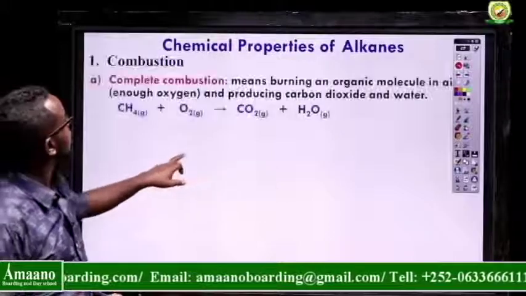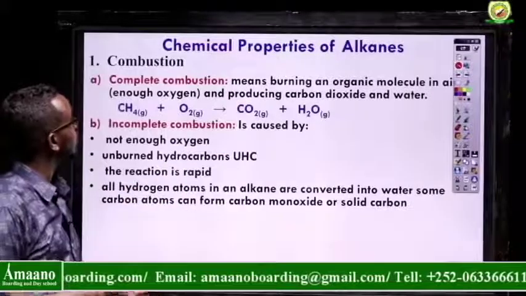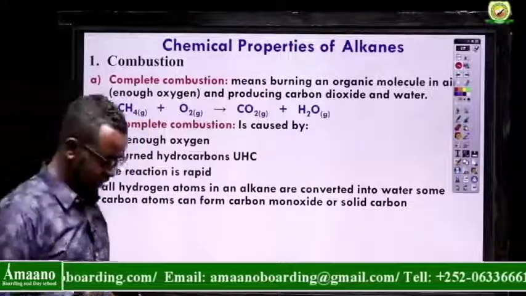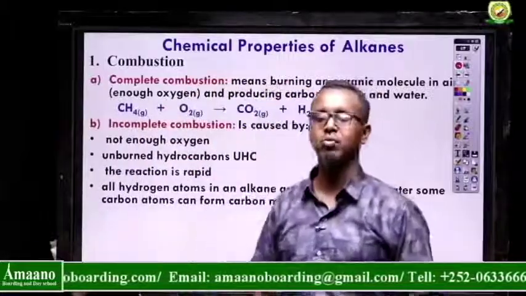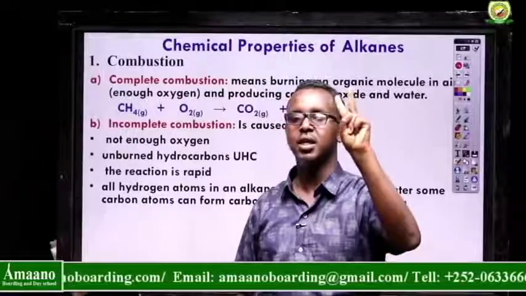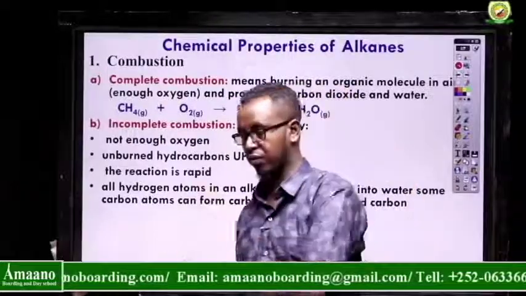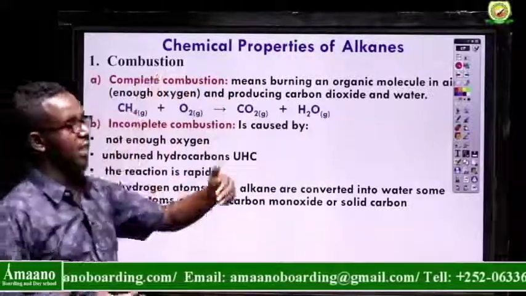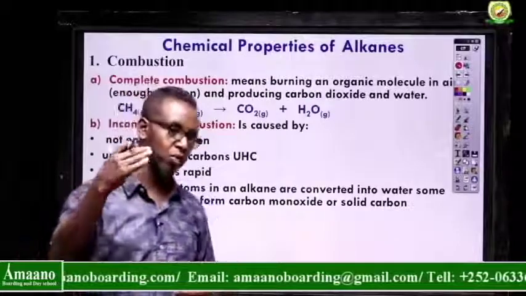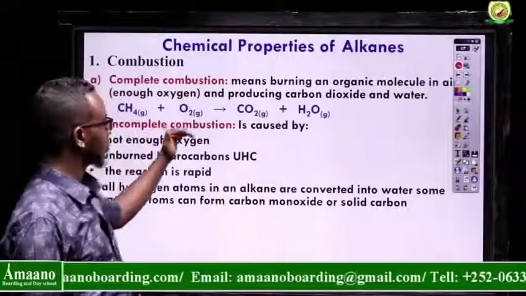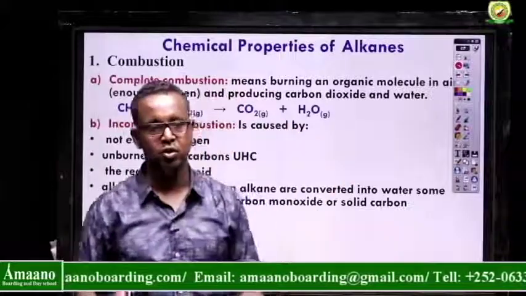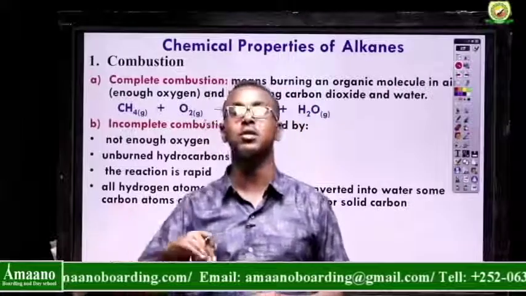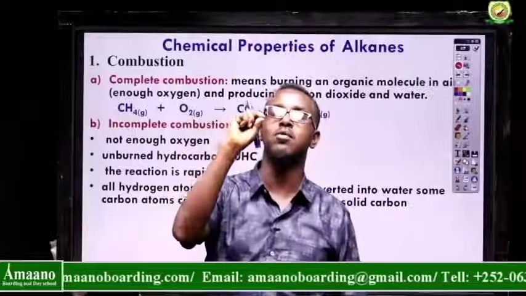Okay, this is the chemical properties. The chemical properties of alkanes: they undergo 2 main reactions, combustion and substitution. So they do what we call combustion, which means they can react with oxygen. Then they produce carbon dioxide and water. Again, they can react with oxygen and produce carbon monoxide and water. Some of the combustion is called complete combustion, others are called incomplete combustion. It depends on the amount of oxygen we have used.